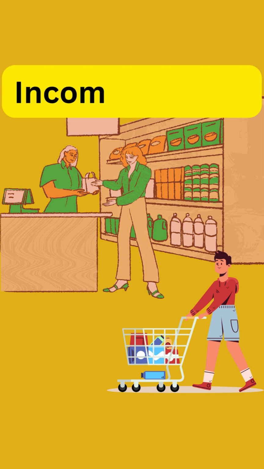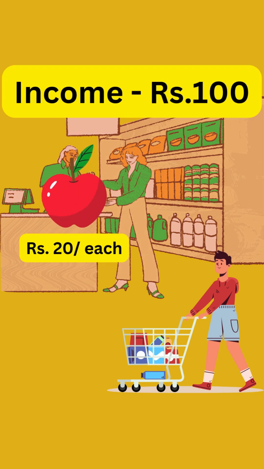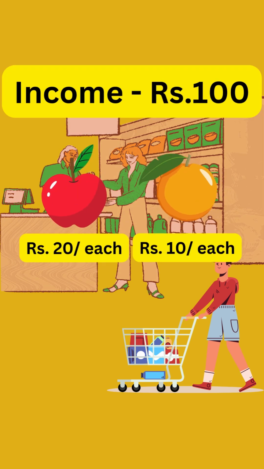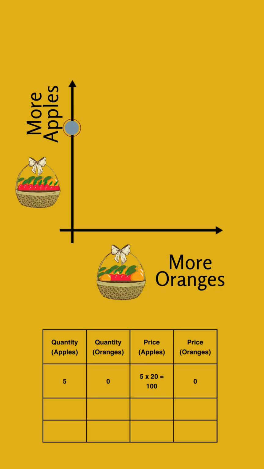Imagine you have 100 rupees to spend on fruits. Apples cost 20 rupees each, and oranges cost 10 rupees each. How do you decide what to buy? This is where the budget line comes in.